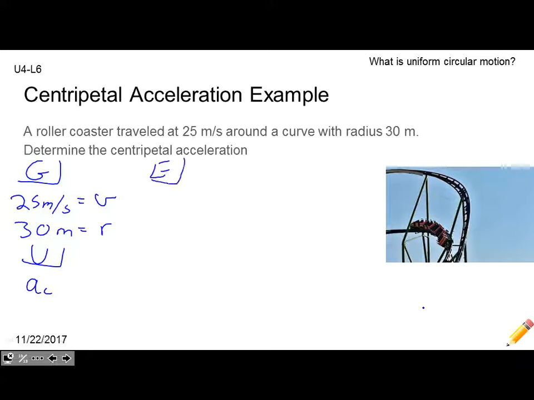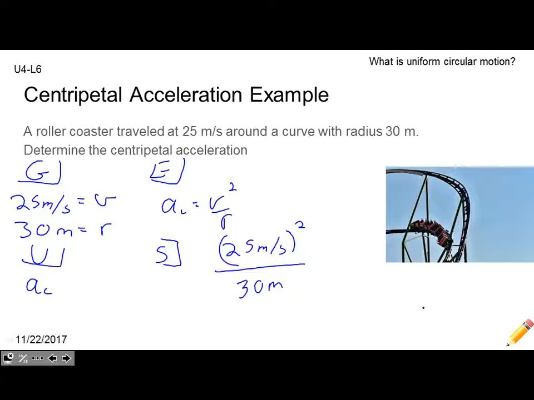All right, now we need the equation. Daniel, what's the equation that we need? So the centripetal acceleration equals V squared over R. Do we need to do any algebra to that? No, we're all set. So we're going to plug it in. So V is 25 meters per second, but then squared, and then over 30 meters.